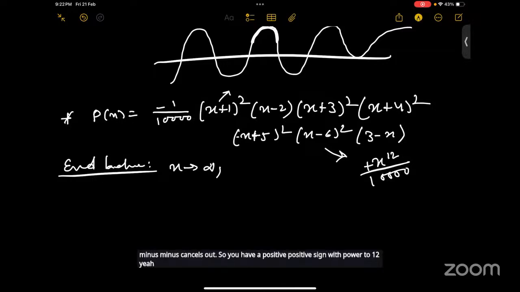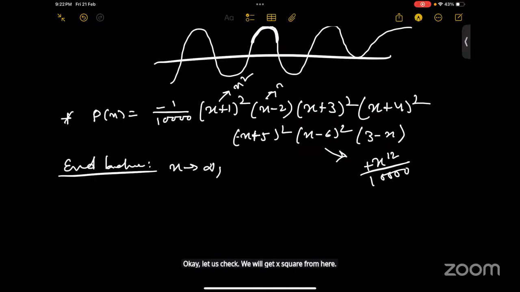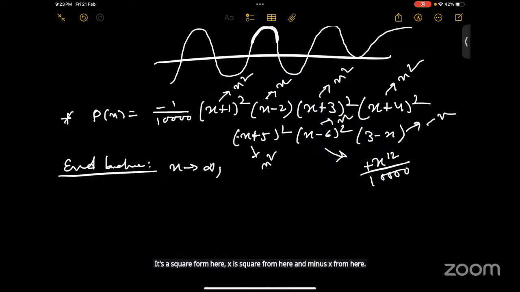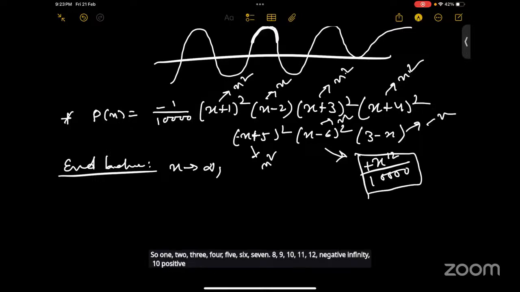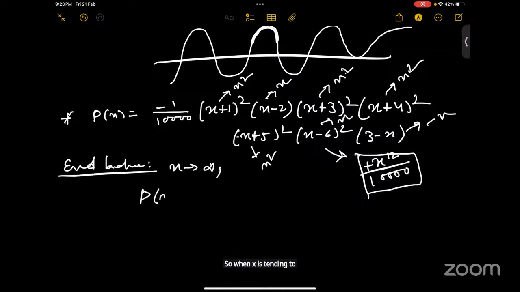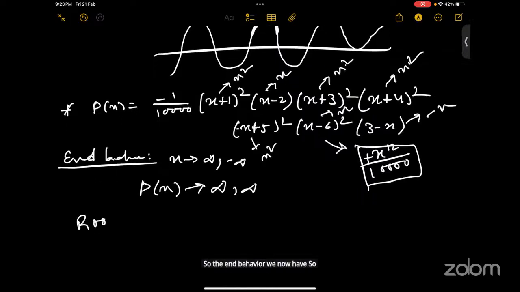Okay, let us check. We will get x square from here, then x from here, x square from here, x square from here, x square from here, x square from here, and minus x from here. So 1, 2, 3, 4, 5, 6, 7, 8, 9, 10, 11, 12, negative infinity, then positive. That means this is the final term, right? Yes. So when x is tending to infinity, P of x will be tending to infinity, and to negative infinity it is also infinity. So the end behavior we now have. So now roots with multiplicity.